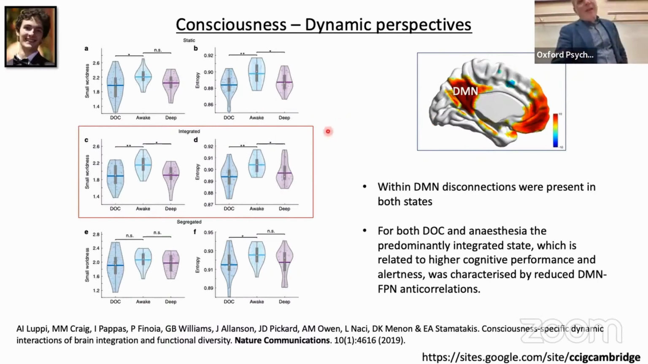And he found that in unconsciousness, what is really important, the small worldness, is reduced at the periods of integration. So when you're trying to put information together, or in the parts of the brain where information is put together, small worldness decreases with anesthesia when you're unconscious.